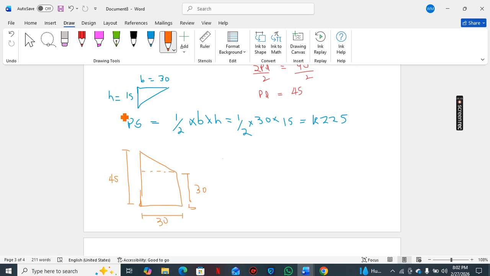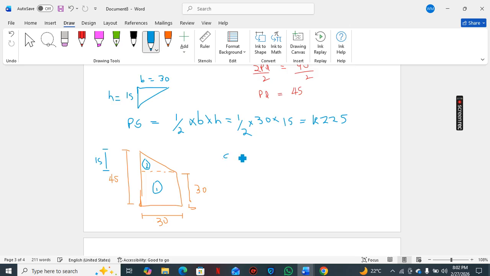So as I said, we can break this into a small triangle and a rectangle. We can label the rectangle as 1, the triangle as 2. So the height of this triangle, 45 minus 30, is 15. I just subtracted 45 minus 30 to get this small height for the triangle. So the height for the triangle is 15.